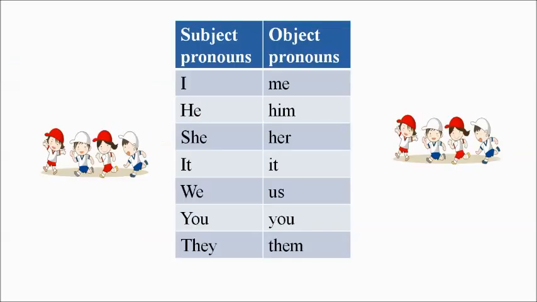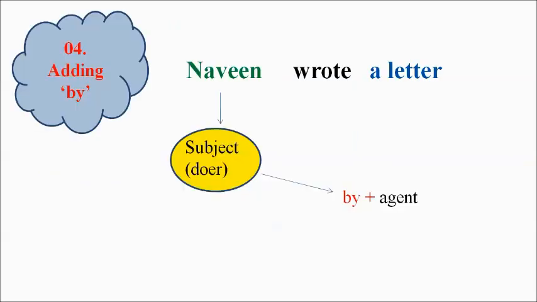Let's see how pronouns change in the passive voice. Subject pronoun I changes to object pronoun me. He, him, she, her, it, it, we, us, you, you, they, them. Let's take the last change. Add in by. Naveen wrote a letter.